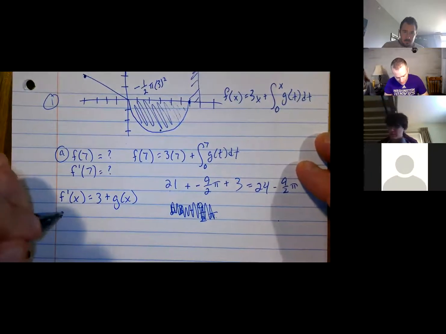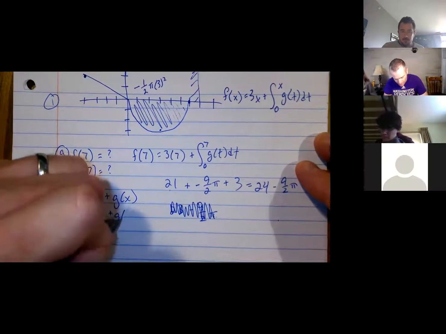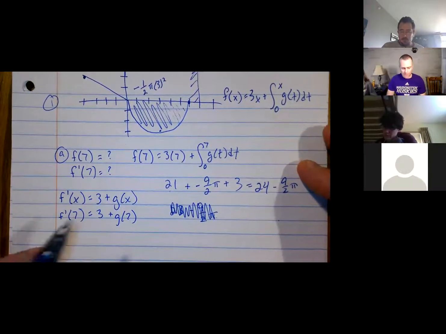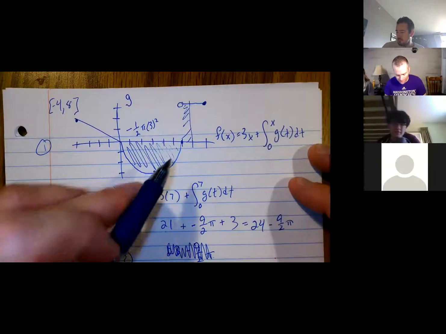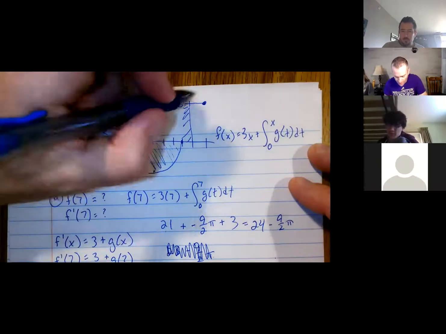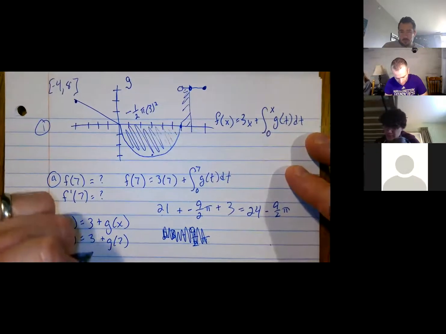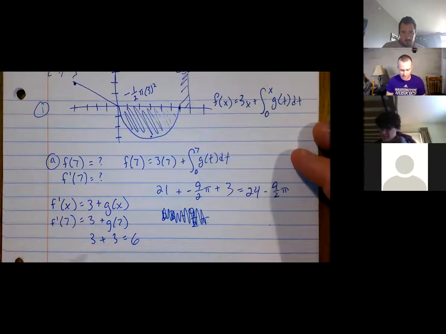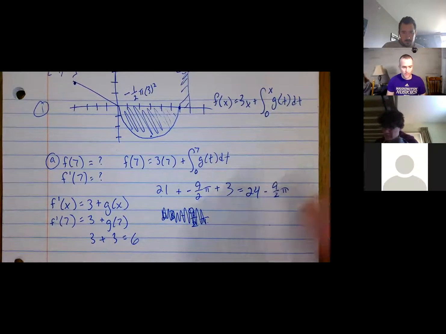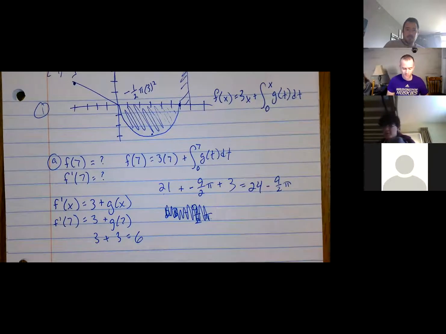So f prime of 7 is going to be 3 plus g of 7. So g of 7, what does that mean? Remember, this is the graph of g. So we just go to this graph at x equals 7, and the y value there is 3. So 3 plus 3 is, of course, 6, and so f prime of 7 is 6. This is worth 2 points, 1 point for f prime of 7 and 1 point for f of 7.